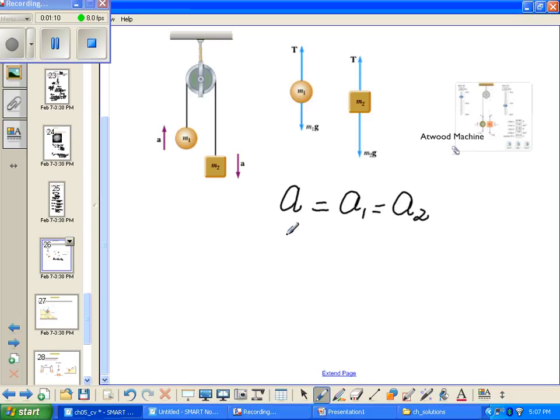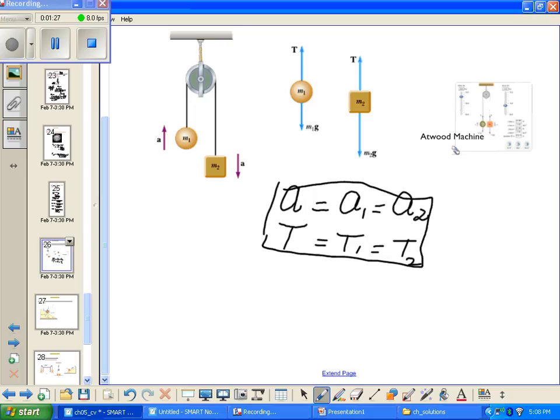That is, each of the masses has the same acceleration and the tension on either side of the rope has the same value. Therefore, the two unknowns that we're solving for are A, the acceleration of each of the masses, and T, the tension in the rope. So we will need two equations to do this, and we will obtain these equations from each of the masses. So let's begin with mass 1.